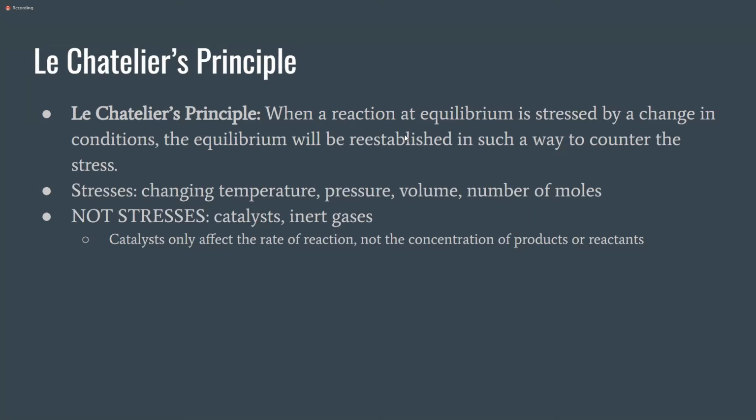And there are things that do not introduce stress into the system. A catalyst will never introduce a stress because catalysts only affect the rate of reaction and not the concentration of products or reactants. So you will still get to the same concentrations. It's just that you will get there faster. And if you put an inert gas into a system, inert gases are not going to react because they're inert. So they're not going to change anything in your reaction system. And the pressure that's introduced by the inert gases is not important. That's not a stress in the reaction.